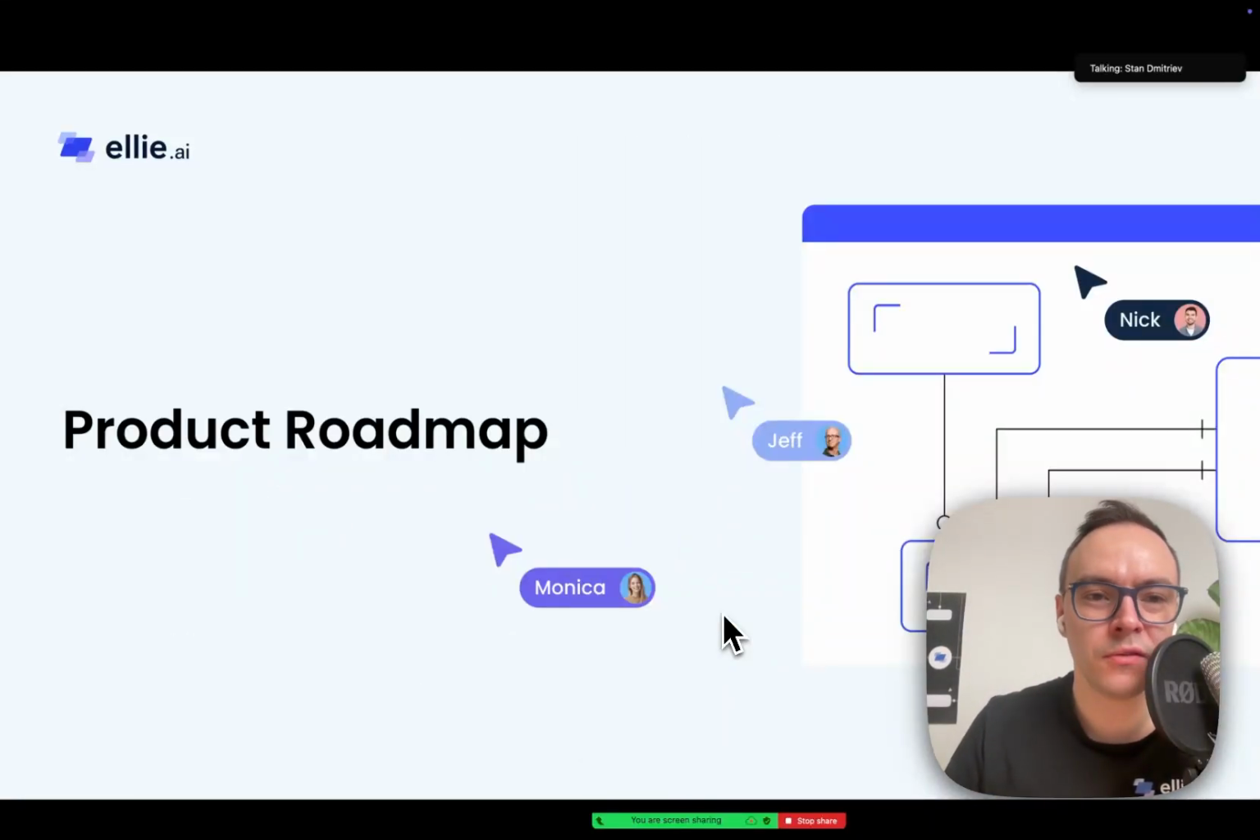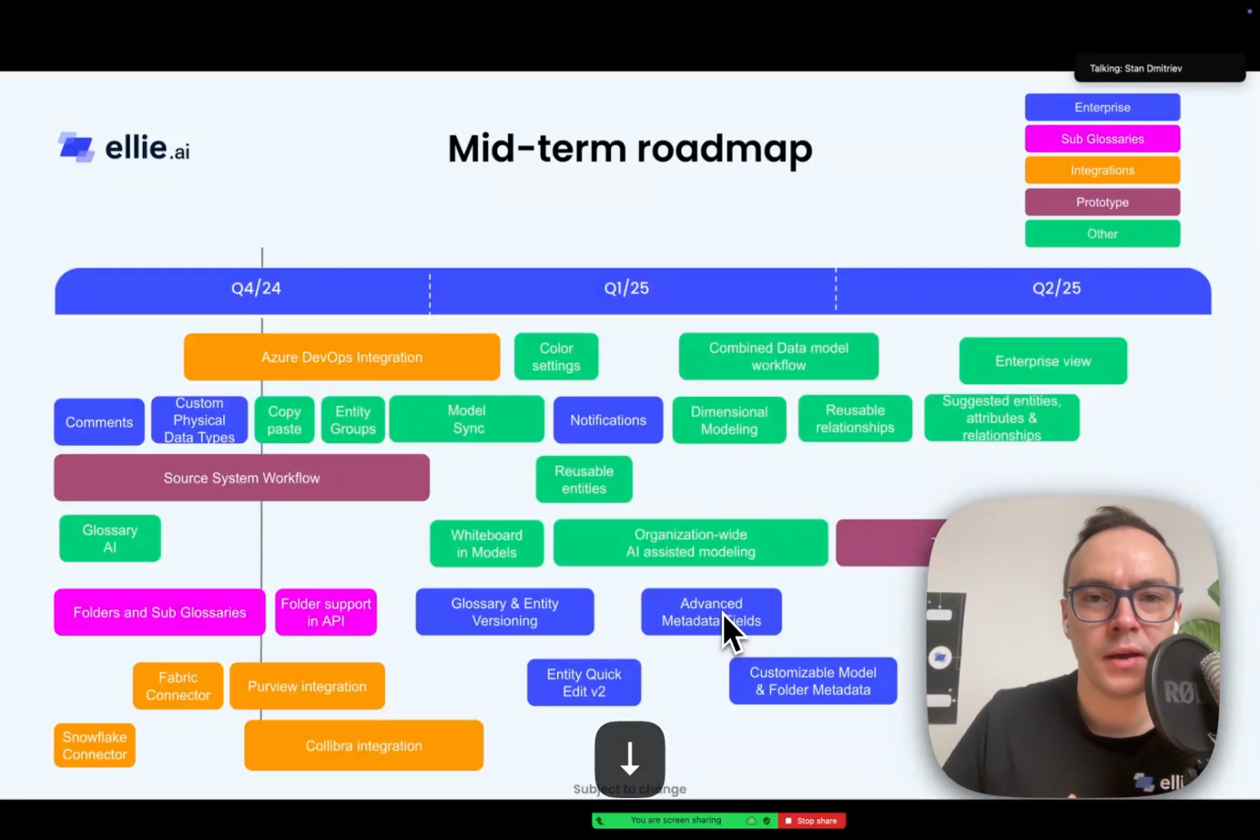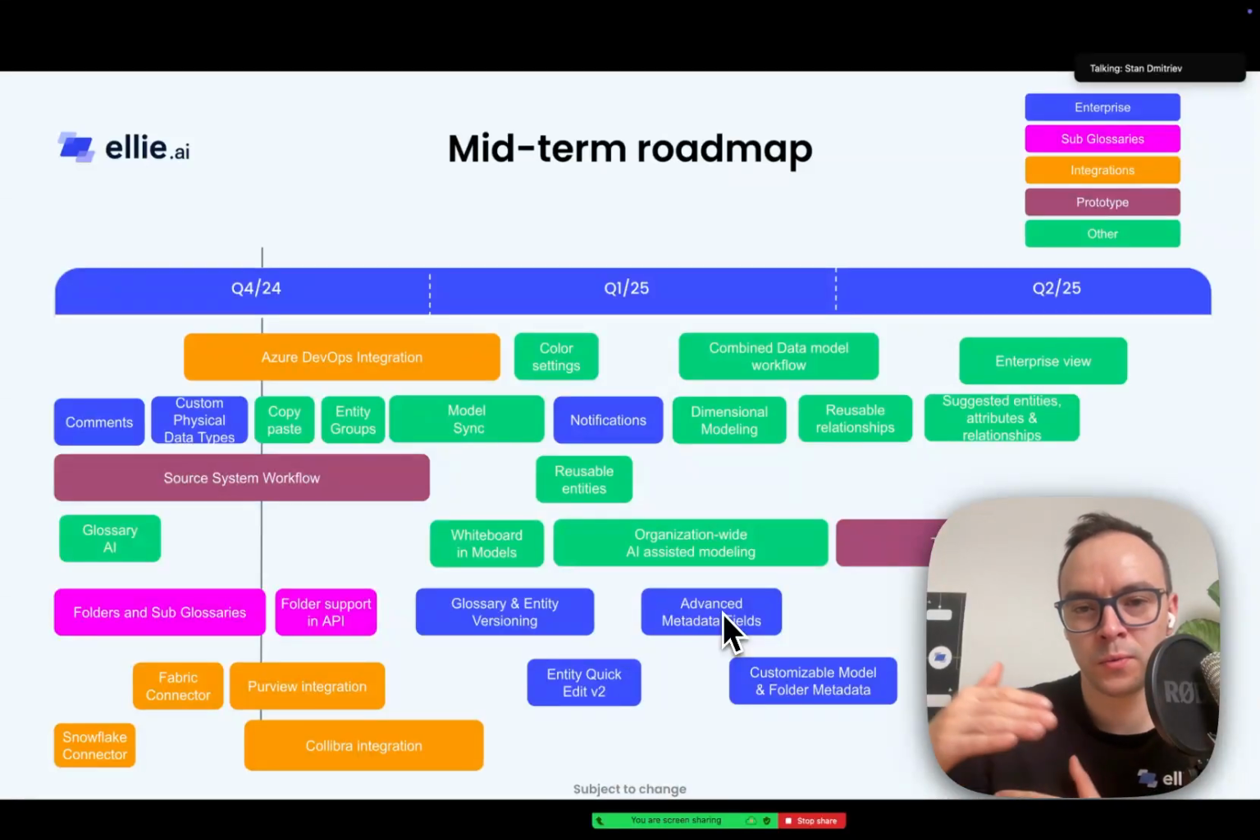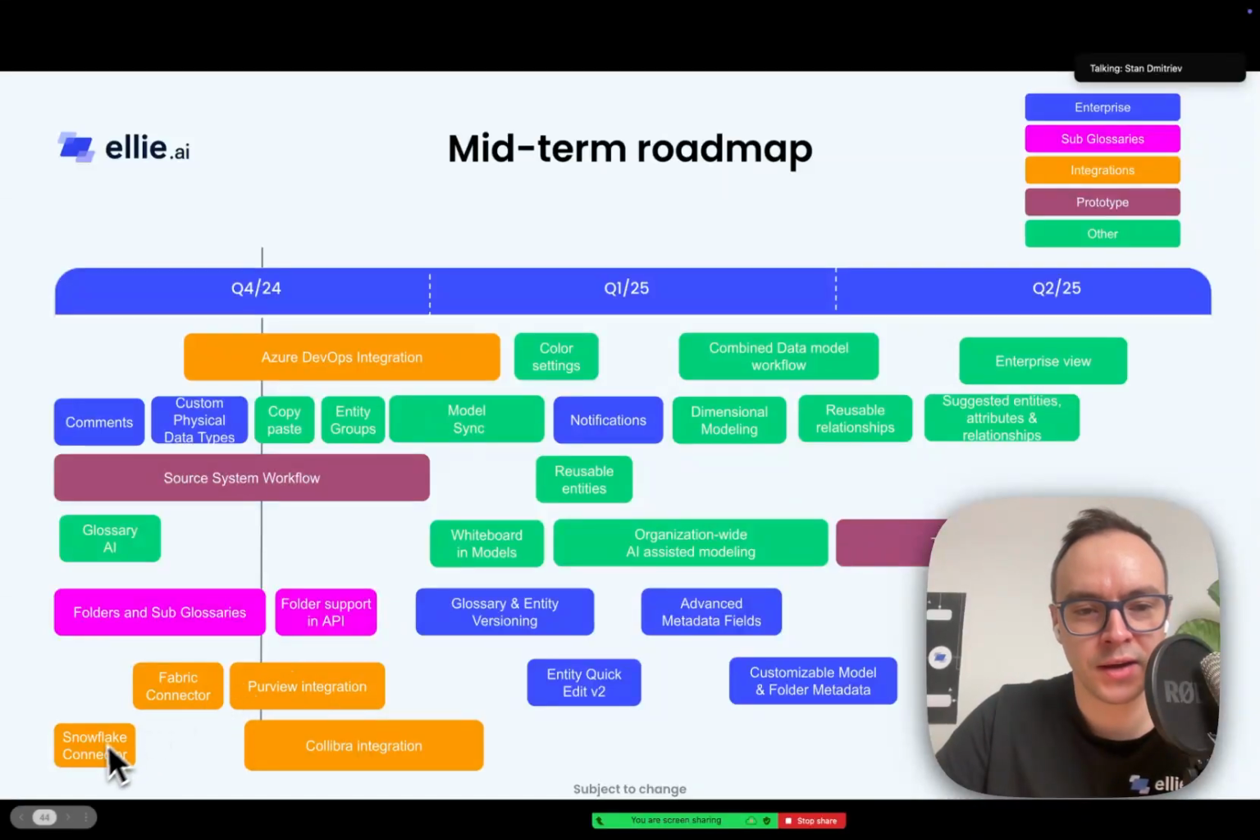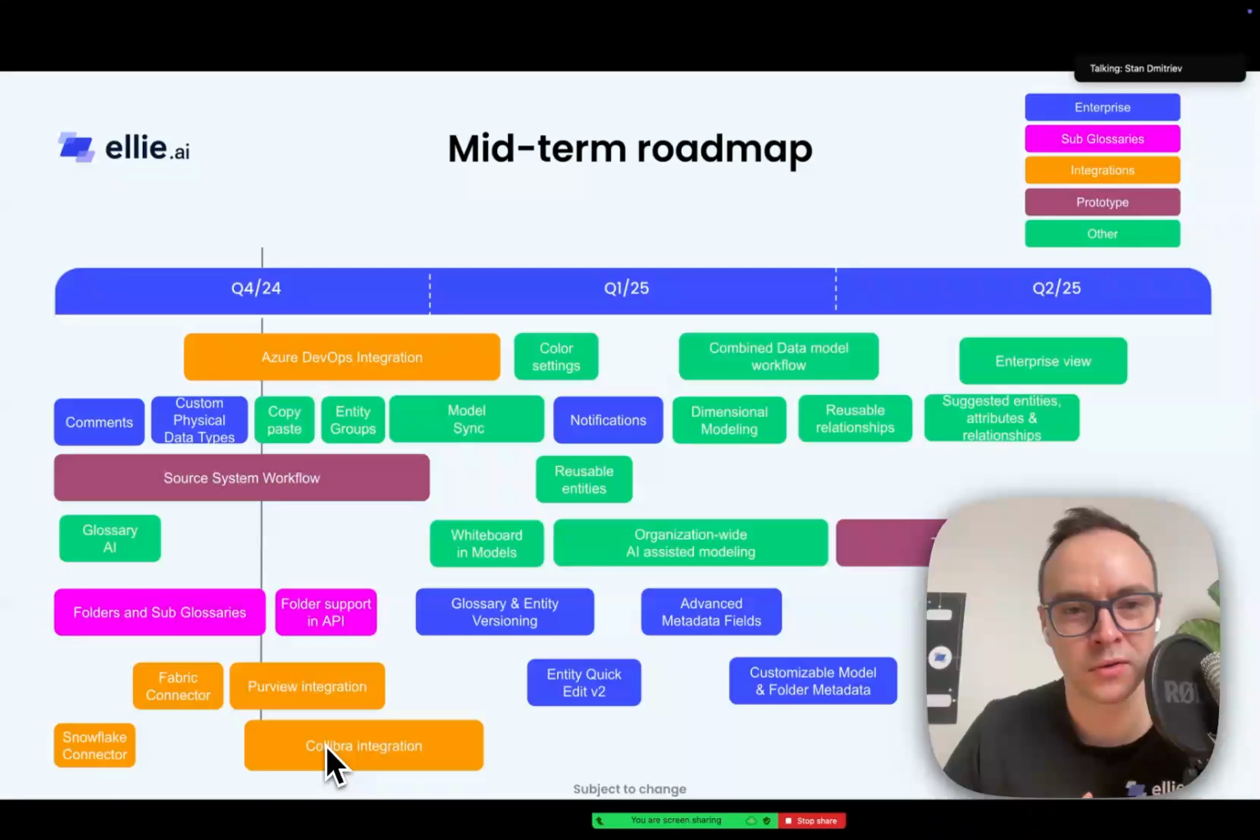Final thing I wanted to cover is a bit of our product roadmap. So this is kind of where we see Ellie coming in the coming quarters. So we're currently finalizing our Purview integration. We recently added Fabric and Snowflake connectors. There's a Collibra integration we're working on right now. Azure DevOps, as I mentioned, is another work in progress.